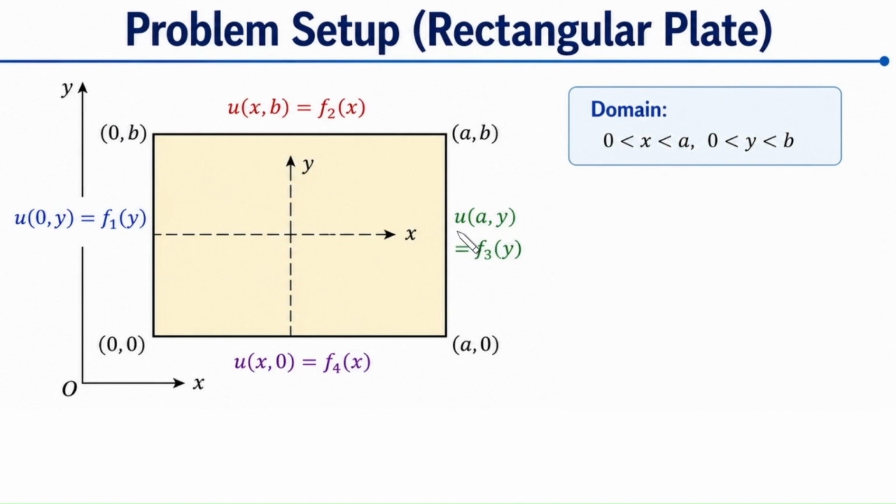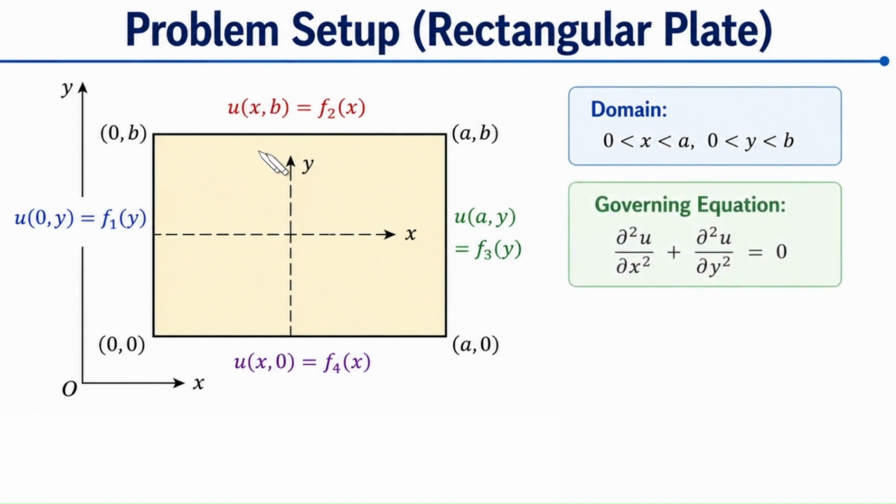Now we set up our mathematical problem. We consider a rectangular plate. That plate lies in the region where x lies from 0 to a and y lies from 0 to b. This means the length of the plate in the x direction is a and in the y direction is b. Inside this plate, the temperature function is represented by u. The governing equation is the Laplace equation.